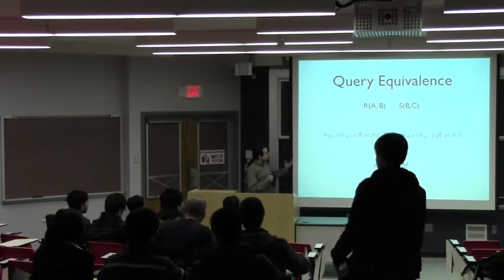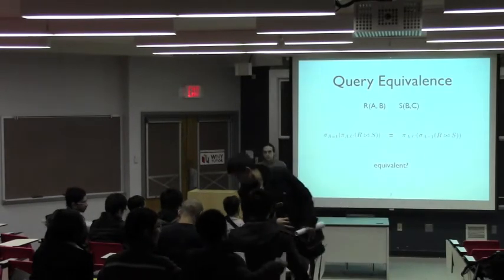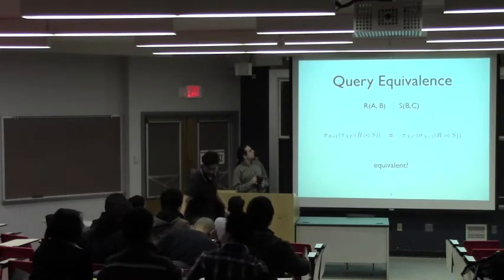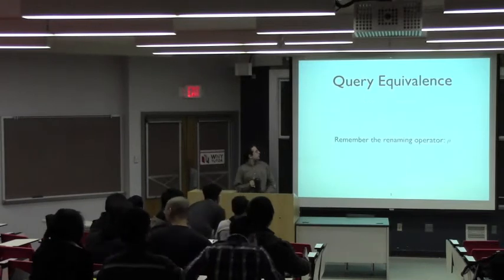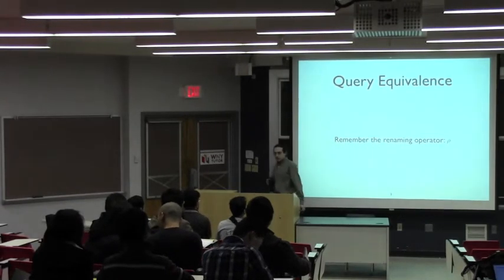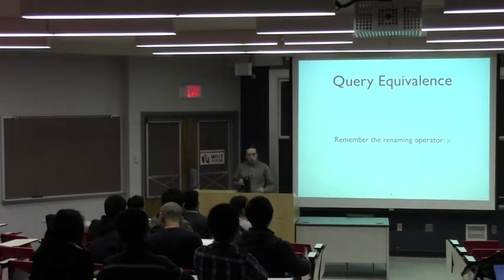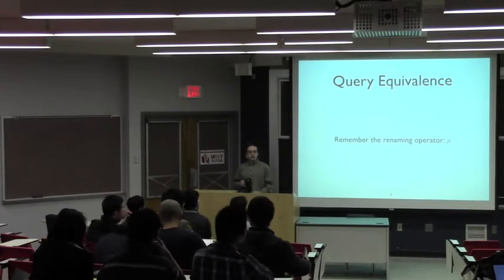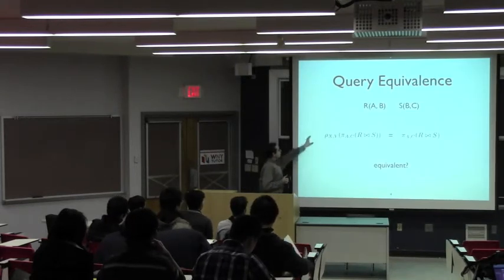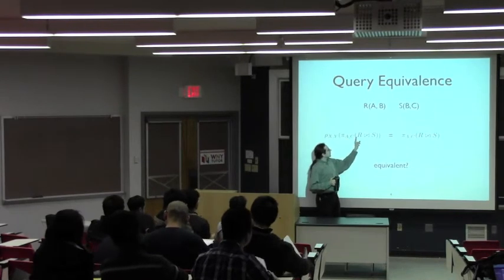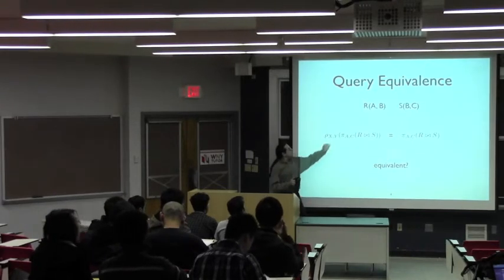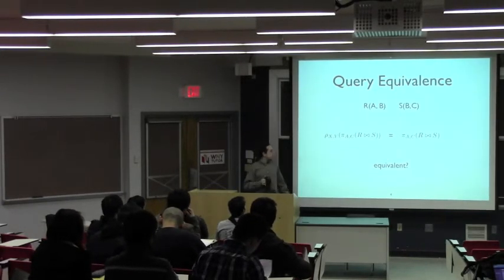So we defined this notion of equivalence a while ago. Now, I haven't mentioned it in quite a while because it hasn't really been necessary, but I hope you remember the renaming operator, rho. The semantics of this are essentially that you can take any query and rename the attributes in the schema of that query. So for example, we have two queries here, one where we're projecting down to A and C, and one where we're projecting down to A and C and then renaming those two to X and Y.